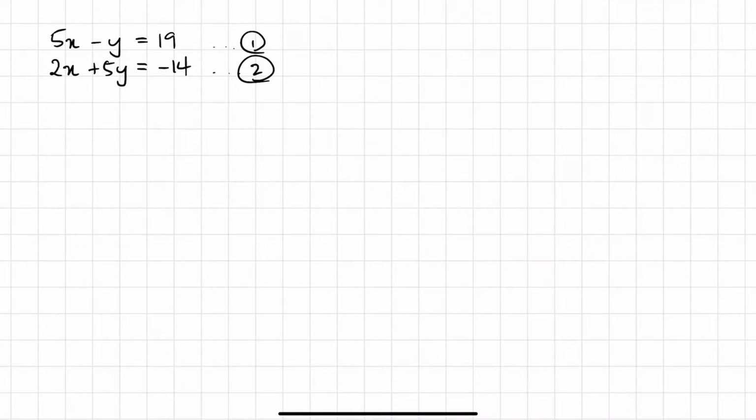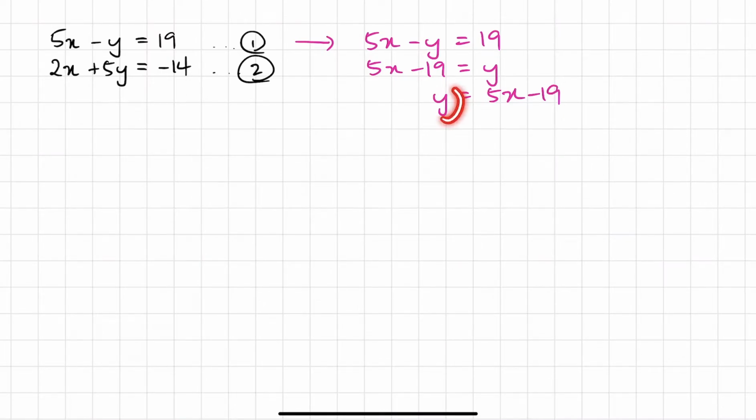For substitution, we're going to take the first equation and rearrange it a little bit. If I just write it out, 5x minus y is equal to 19, which is the same thing as saying 5x minus 19 equals y, if we just swap those two locations. And if I write this again nicely, y is equal to 5x minus 19. The main idea for the substitution method is to make one of the pronumerals the subject and to sub it into the other equation. So now we can take this and sub into 2.